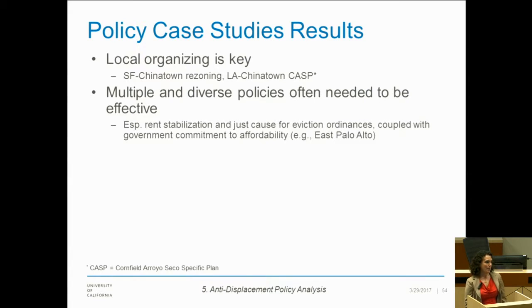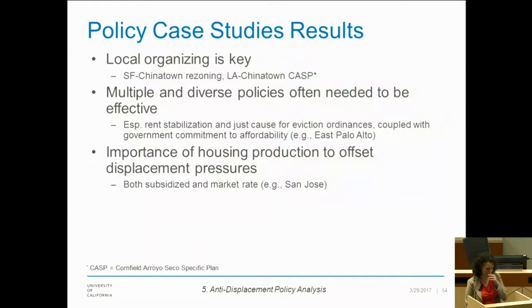And we know from these case studies that it's not one policy, there's no silver bullet here. There's no one policy that's going to answer the needs of these communities; it's really a mix of policies. We heard over and over again the importance of rent stabilization hand in hand with just cause for evictions ordinances, and also with a real government commitment for affordable housing, which we don't see in most jurisdictions in these areas. And then again, housing production is key. We need to be producing housing for all income levels, but especially for low-income households.